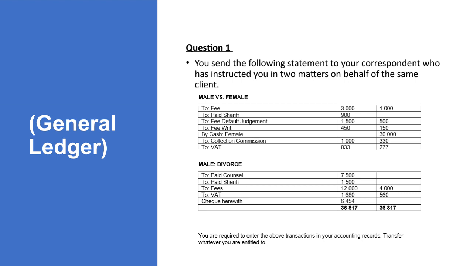3,000 plus the other fee is 1,500, plus the other fee is 450. I'm talking about the above there. So if I add them together, I get 5,950.